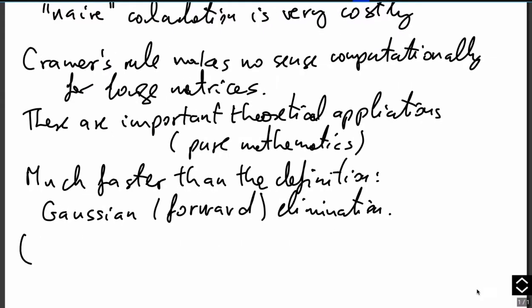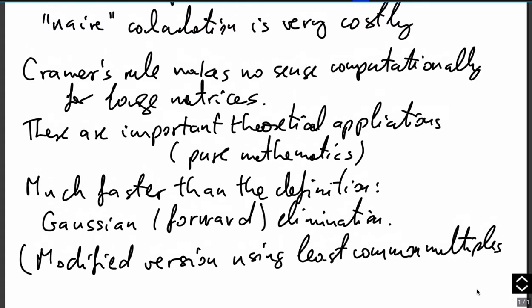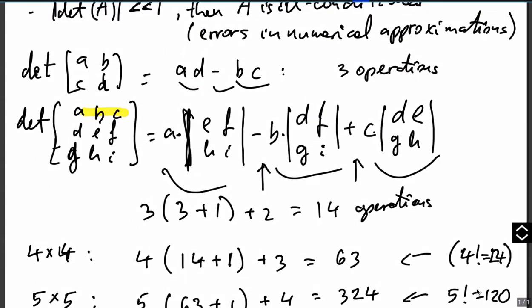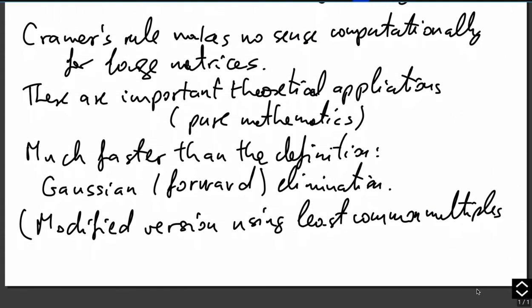What I'm going to discuss here is the modified version using least common multiples. So in the homework assignments, usually we use integers. If you look at how the determinant is calculated, it's just multiplication, addition, and subtraction. So you see that for matrices with integer entries, the result should always be an integer. But if you start doing Gaussian elimination, you usually encounter fractions.